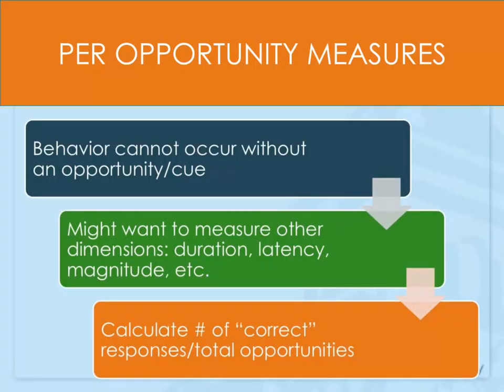Some behaviors cannot or should not occur without an opportunity or cue. In these cases, we want to use a per opportunity measure, but we might want to measure other dimensions as well. If you're observing a behavior that has a limited number of opportunities, you will have to account for that, or your data might become inaccurate. If you have only 3 chances to engage in a given behavior on one day, but on day 2 you have 30 chances to engage in that behavior, then of course we would expect that day 2 would have a much higher occurrence of the behavior simply because there are more opportunities to engage in it.